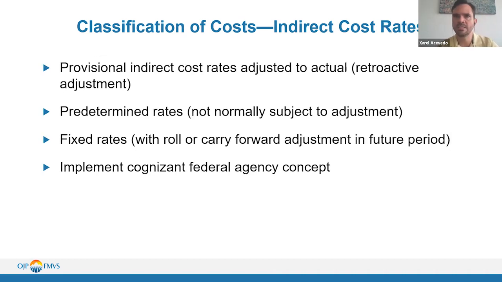All right. So for indirect costs, we use what are called indirect cost rates. Okay. And these are three of the types of rates we use. The first one is a provisional indirect cost rate adjusted to actual, a retroactive adjustment. Like the word says, it's a provisional rate while you negotiate what is going to be your final negotiated rate. The thing about this provisional rate is that it is going to be applied retroactively.